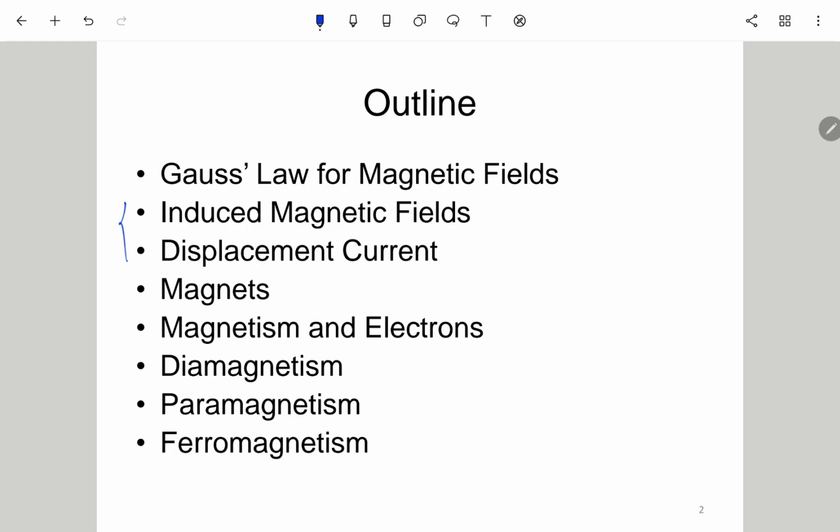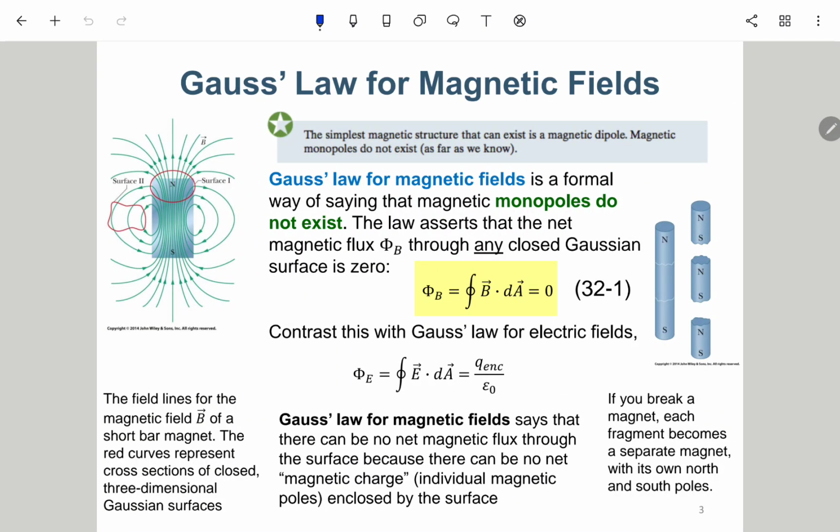And then finally we have three materials called diamagnetism, paramagnetism, and ferromagnetism. In Chinese it is called 抗磁性、顺磁性，还有铁磁性. So we'll talk about three materials about the magnetism. First we will talk about the Gauss law for B field.